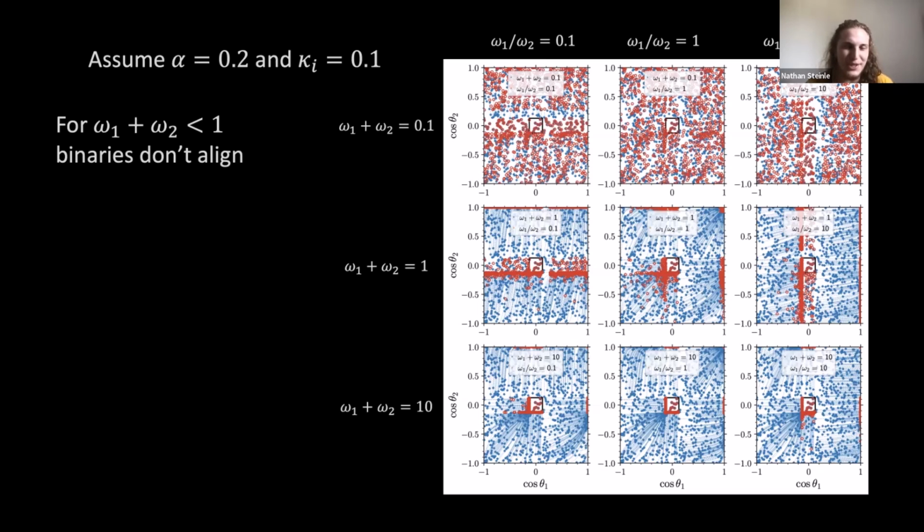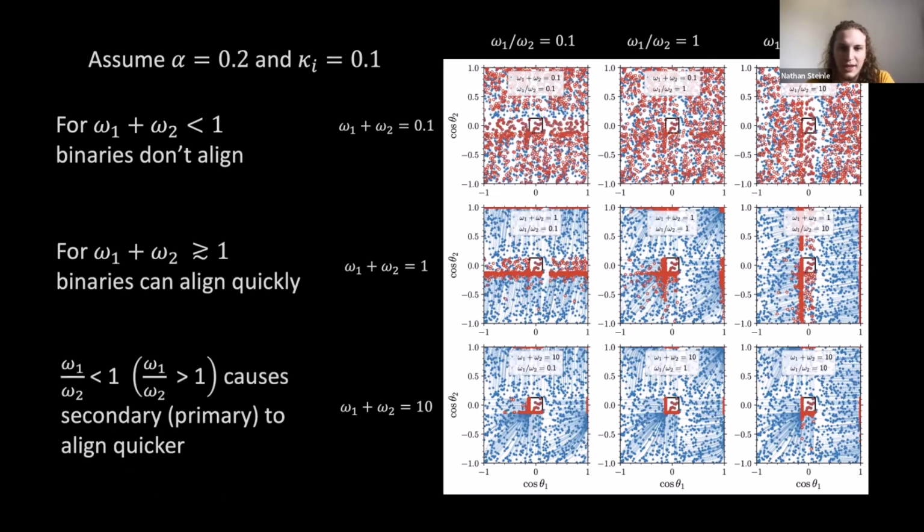I have a problem of having too many results. And so if we fix the viscosity and instead vary the omegas, as you increase the sum of the omegas, the alignment is more efficient. And so that's why more binaries evolve in the bottom two rows and in the top row where the sum of the omegas is small.